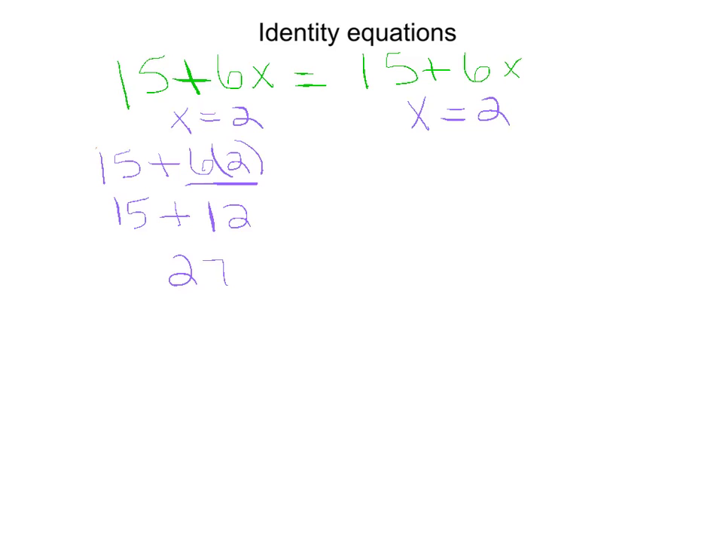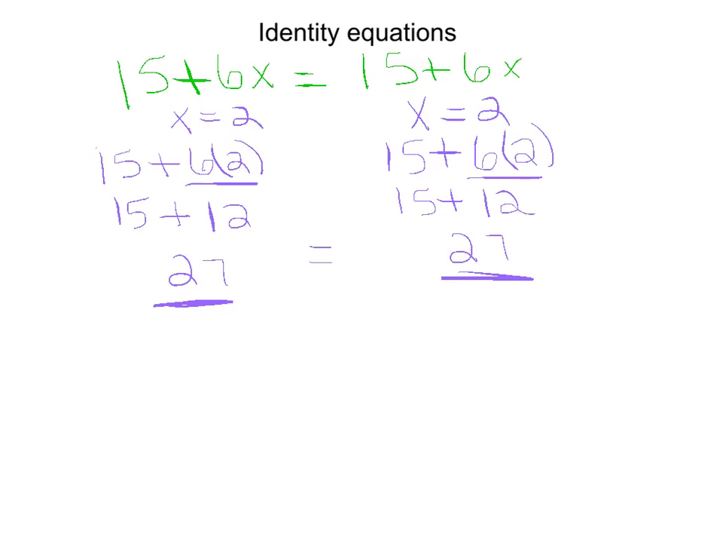On the right-hand side, I'm going to plug in 2 for x, to get 12 here. 15 plus 12 is 27. 27 equals 27. This is an identity equation. Any number that you choose to substitute in for x, you will always get the same answer on the left-hand side as you do on the right-hand side.